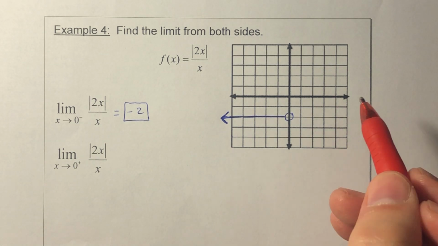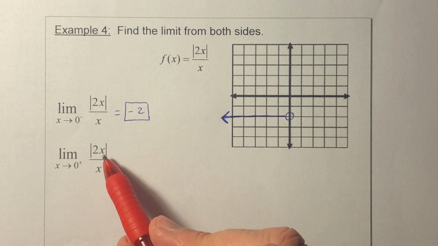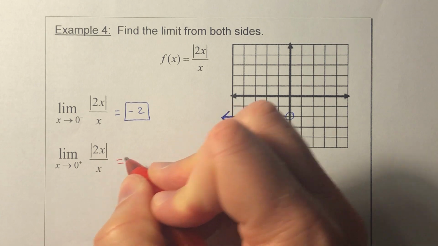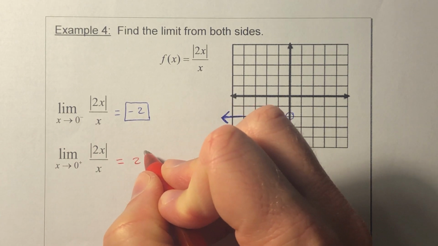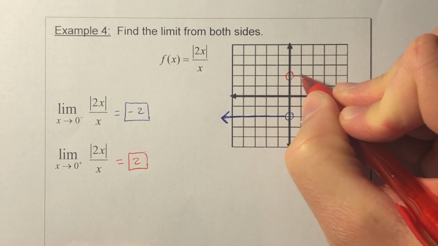Now let's approach from the right side. Okay, we're coming from this side. Let's start with 1. 2 times 1 is 2. Absolute value of 2 is 2. Divided by 1 is 2. So you're going to end up with +2 every time coming from this side. So it's going to look like this.